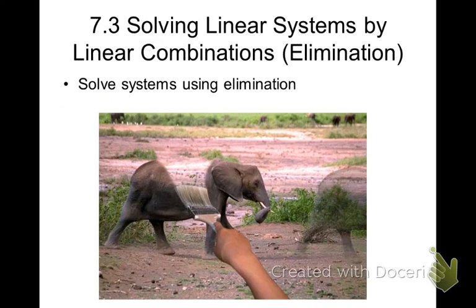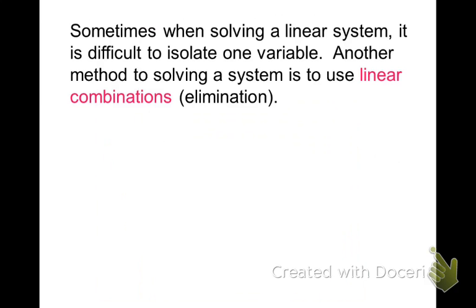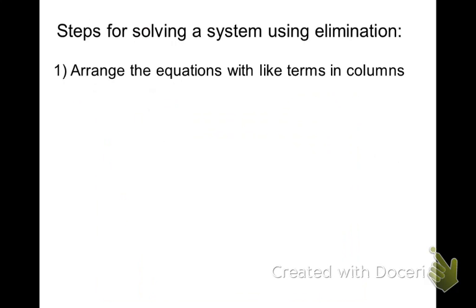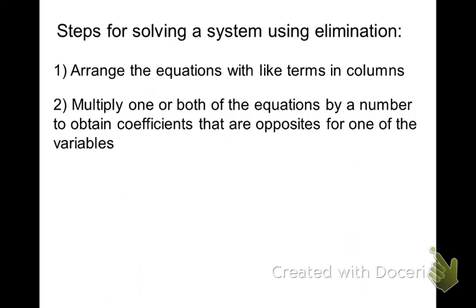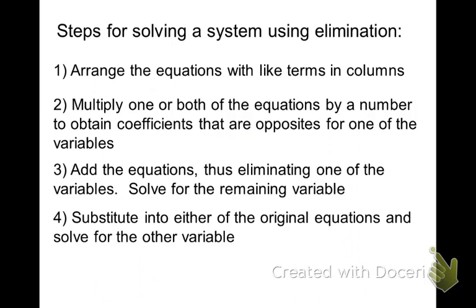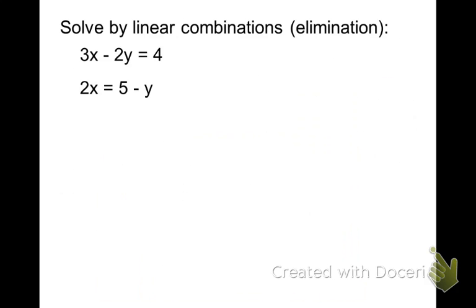So 7.3 is called solving linear systems by linear combinations, elimination. I call it the addition method. So it's a third method to do the same thing. Our first step is to get the equations lined up so the x's are over the x's and the y's are over the y's. Next, we have to get one of the variables to be equal in magnitude and opposite in sign, and then we're just going to add the equations. So those are the steps. You can come back to this if you need to see it.